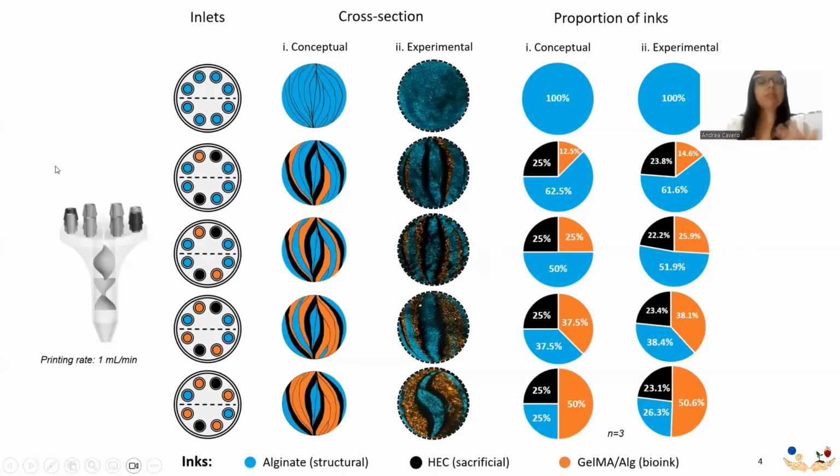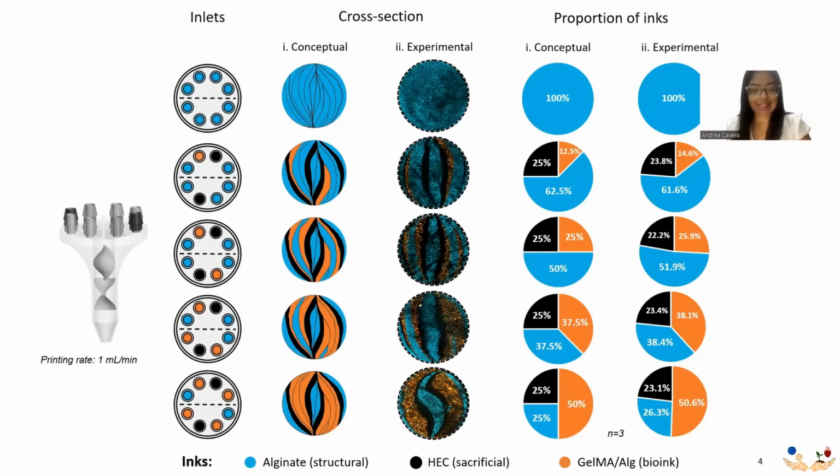First of all, we optimized the printing system. We used a printing rate of 1 milliliter per minute, and we have 3 biomaterials. Alginate as our structural material for improving the mechanical properties of the structure, hydroxyethyl cellulose, also known as HEC, as a sacrificial ink, to fabricate void microchannels that resemble the vascularization, and a combination of GelMA and alginate as a bioink for cell adhesion.